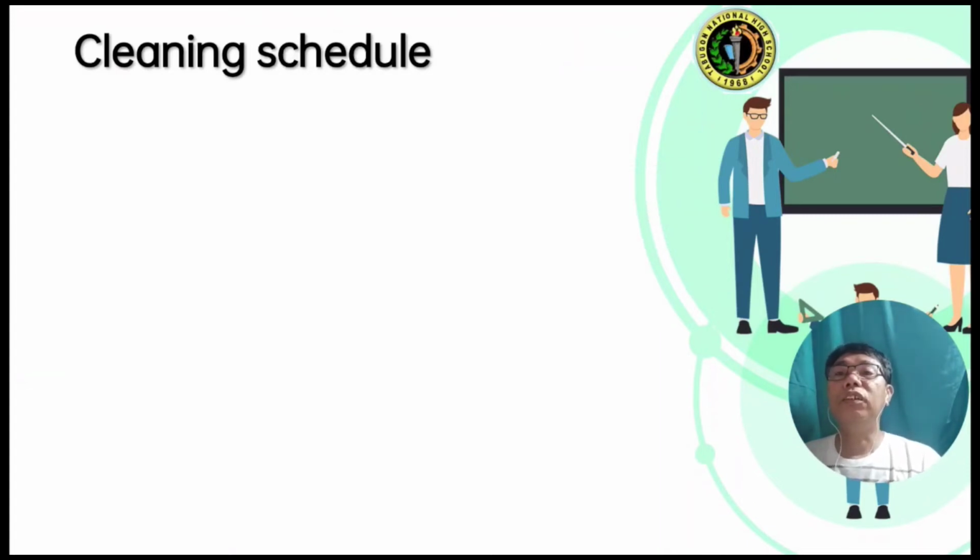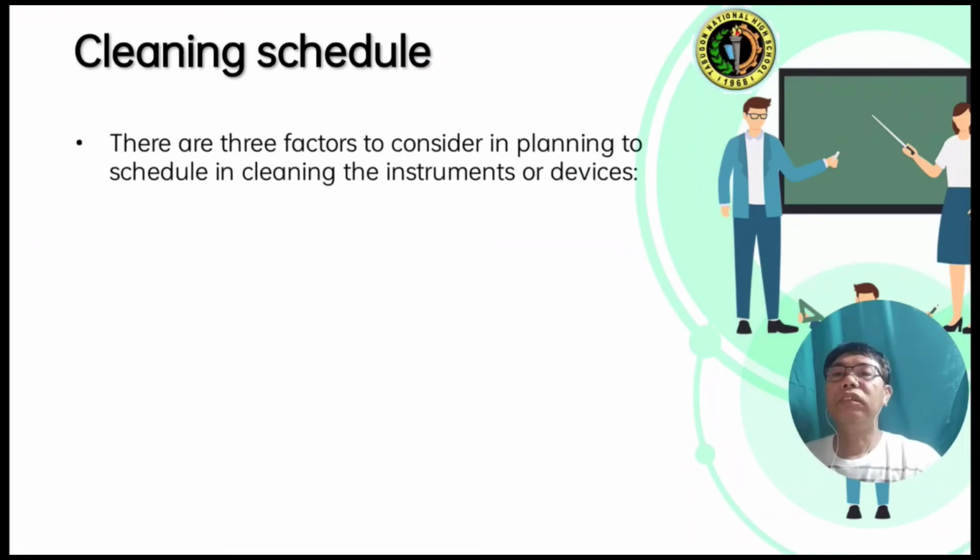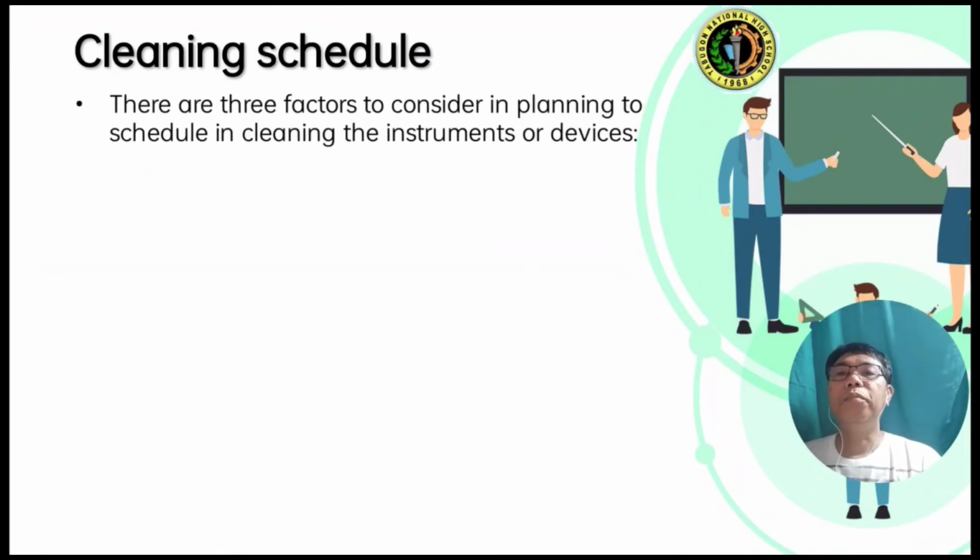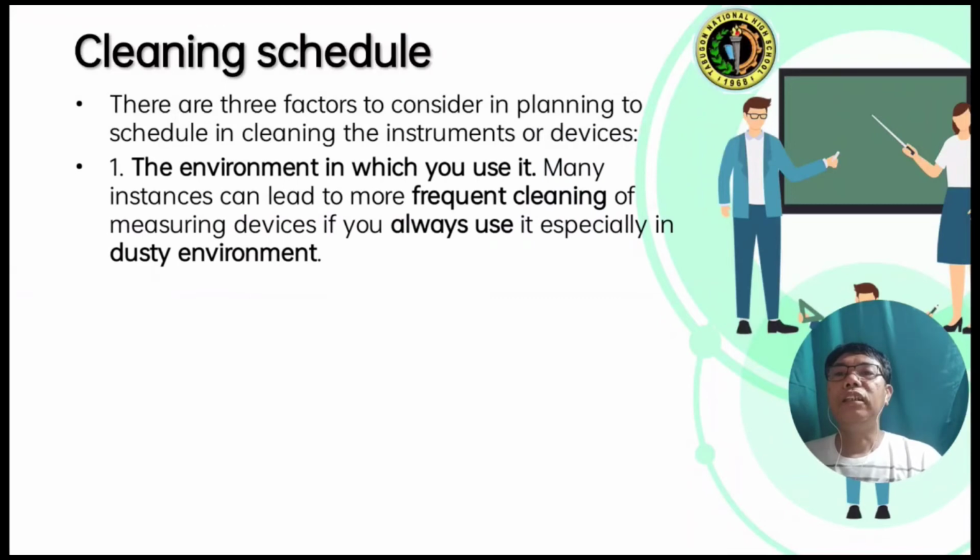Now next, let's go to cleaning schedule. There are 3 factors to consider in planning the schedule for cleaning the instruments or devices. 1. The environment in which you use it. Many instances can lead to more frequent cleaning of measuring devices if you use it, especially in a dusty environment. Of course, in cleaning, always prepare an area that is clean.